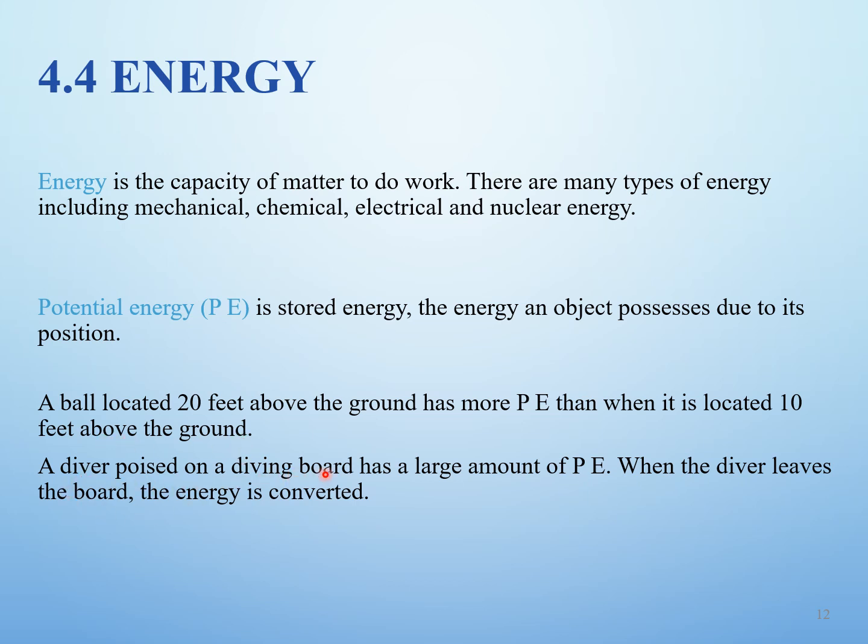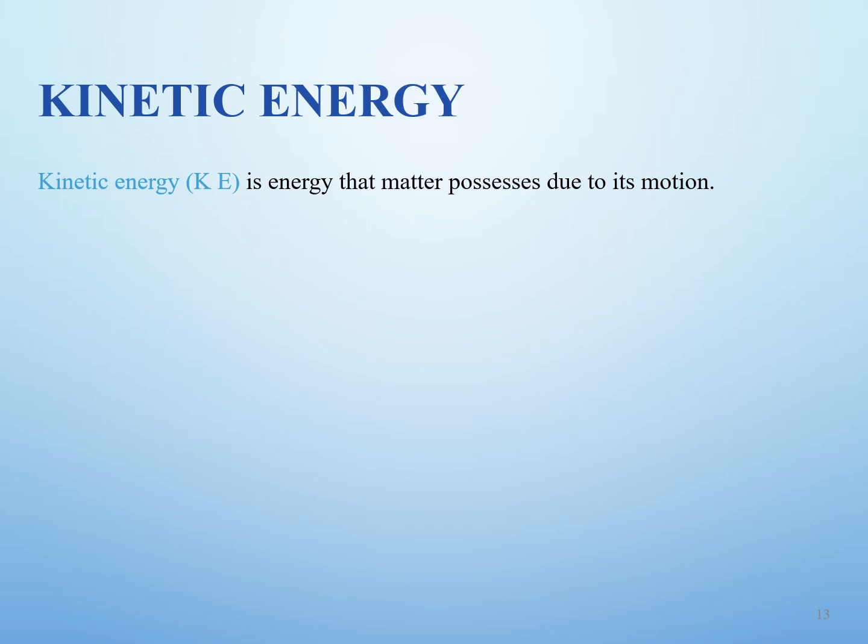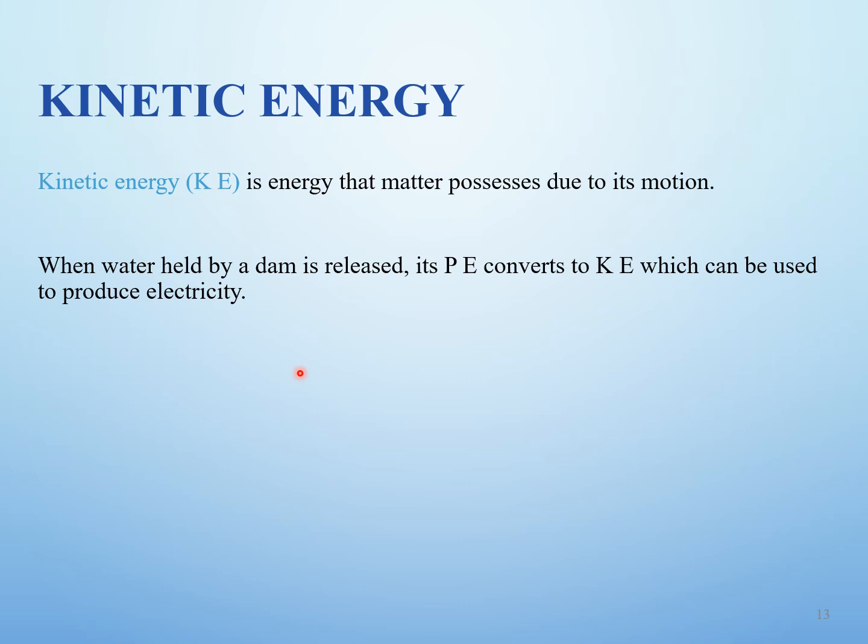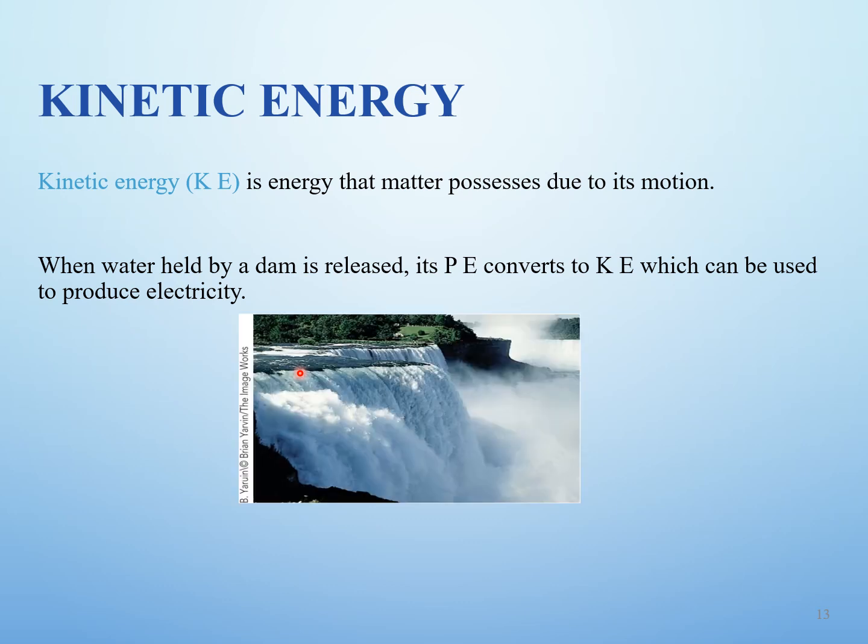A diver on a diving board has a high amount of potential energy because it's high up. Then the diver jumps down, and the energy is converted to something else. Kinetic energy is the energy that matter possesses due to its motion. A lot of times potential energy converts to kinetic energy. When water is held by a dam and then released, potential energy is being converted to kinetic energy, and we can use this kinetic energy to produce electricity.